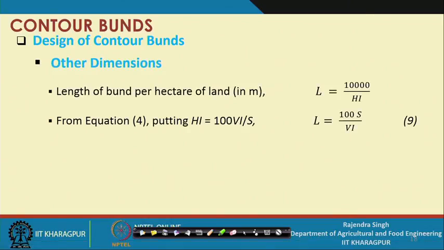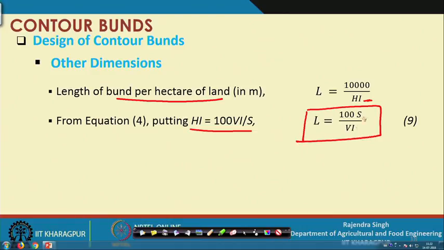Now, coming to design of contour bunds, continuing with it, there are certain other dimensions which we need to calculate, and that is the length of bund per hectare of land. So, once we have calculated the horizontal interval, and we know one hectare of land has 10,000 square meters, the total length will be 10,000 square meters divided by horizontal interval in meters, that will give us the total length. And we also know the relationship between H I and V I. So, by putting H I equals 100 V I by S in this equation, we will be able to get L equals 100 S by V I. So, once we have calculated V I, S is already known. So, the length of the bund per hectare of land can also be estimated using equation number 9.